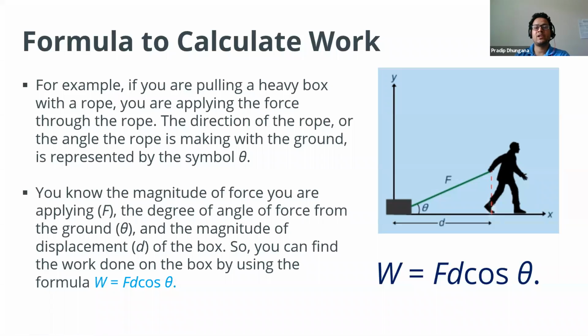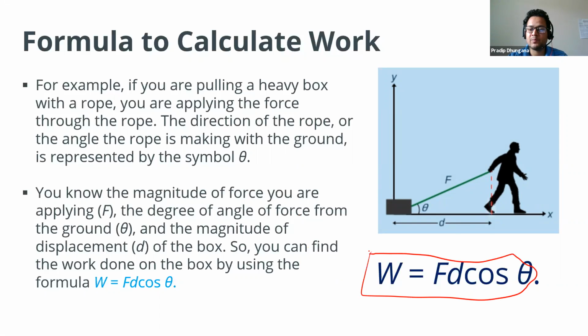Now let's discuss how we can calculate the work. As you can see, let us suppose a person is pulling a heavy object here, with a certain force F, using a rope. The angle between the direction of force and the displacement is theta. Then work is calculated as the product of force, displacement, and the cosine of the angle between force and displacement.